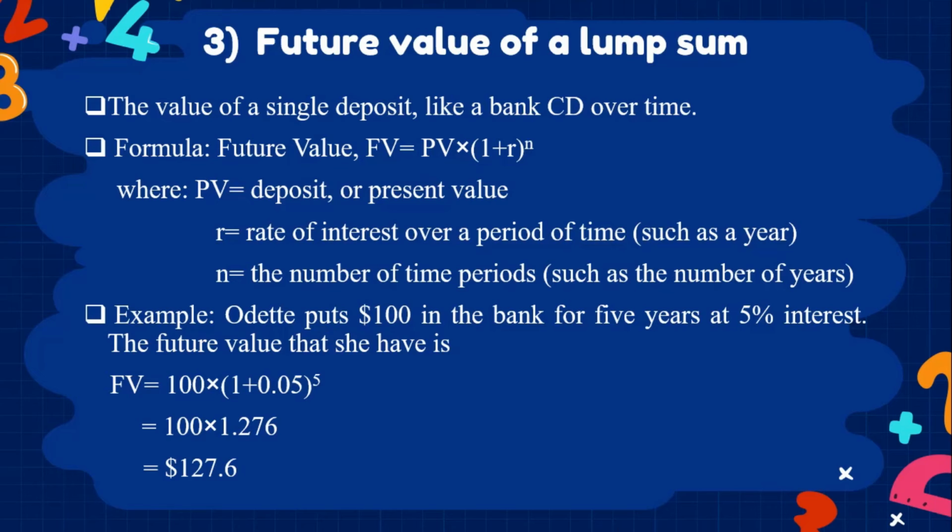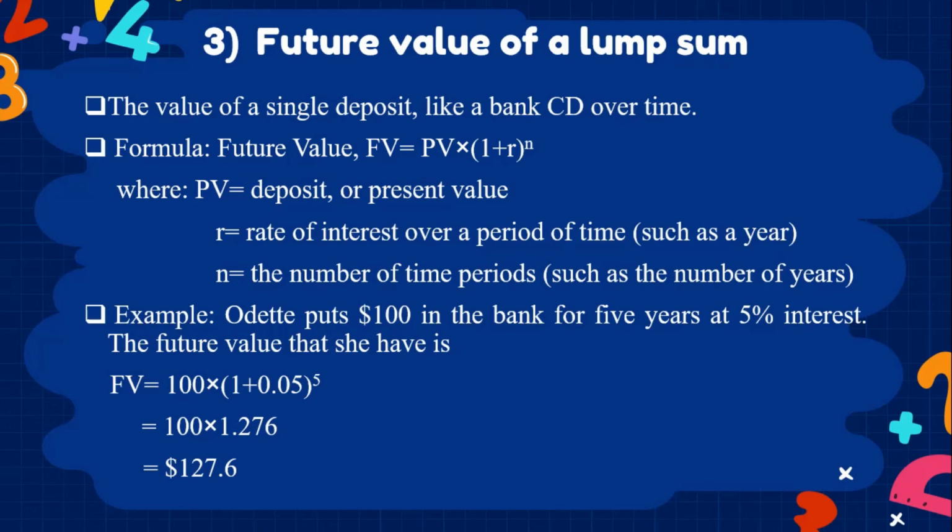Number 3 is purchase value of a lump sum. Purchase value of a lump sum is the value of a single deposit like a bank CD over time. The formula is purchase value FV is equal to PV multiplied by 1 plus R to the power of N, where PV is deposit or present value, R is rate of interest over a period of time such as a year, and N the number of time periods such as the number of years.